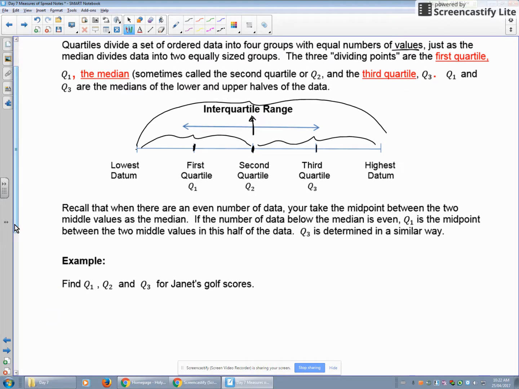Continuing to read, recall that when there are an even number of data, you take the midpoint between the 2 middle values as the median. So if I have just 2 data points, a 1 and a 2, in between that is going to be 1.5. So if our number of data points is even, we end up having to take the average of the middle two values. If the number of data below the median is even, Q1 is the midpoint between the 2 middle values in this half of the data. And Q3 is determined in a similar way.